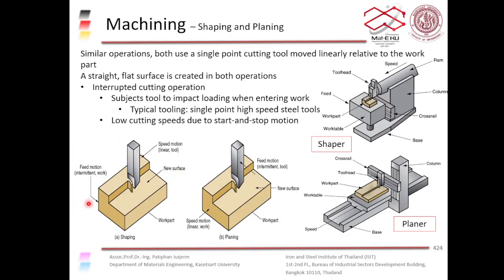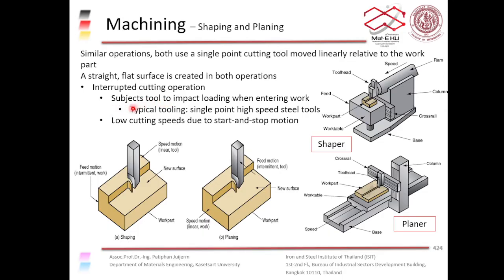If you have a casual glance at these two pictures, they might look the same, right? But they're in fact quite different. If you look at the direction of the motion of the tool and the workpiece, you can see that they are different, but they are producing the same type of workpiece, right? You're producing a straight flat surface in both operations. They are interrupted cutting operations, so they are not continuous, unlike turning or milling.